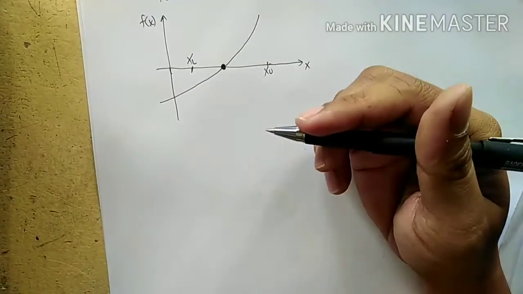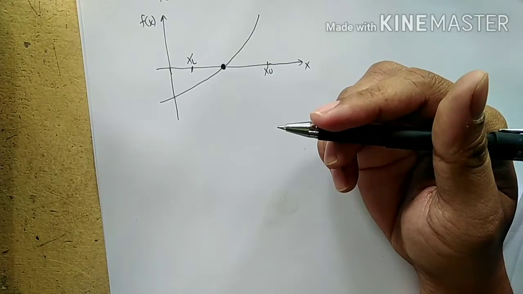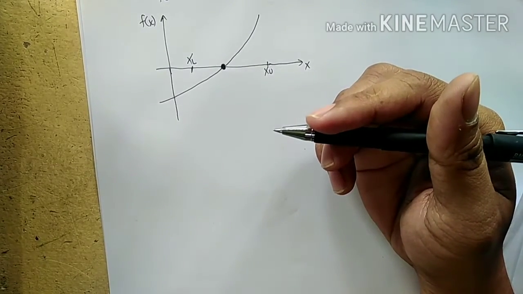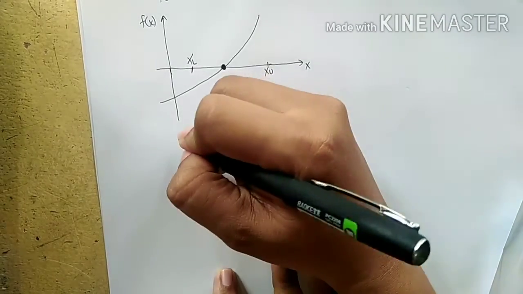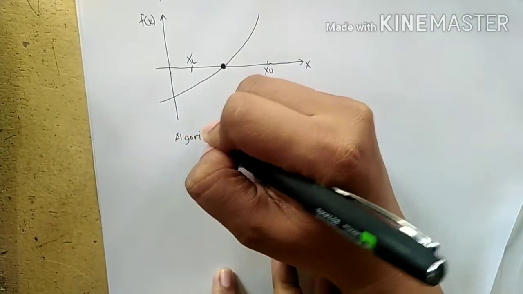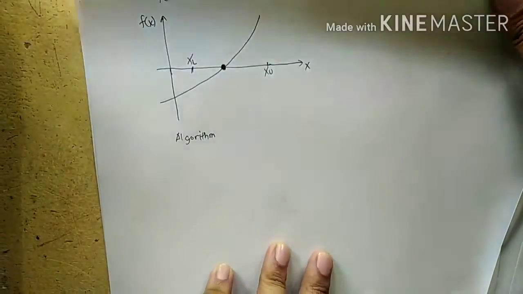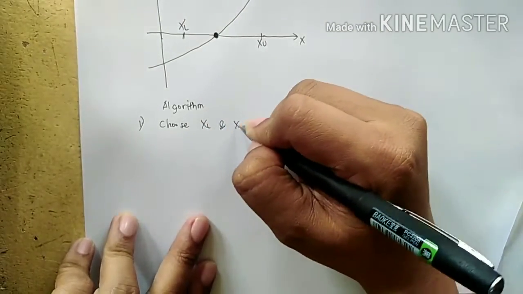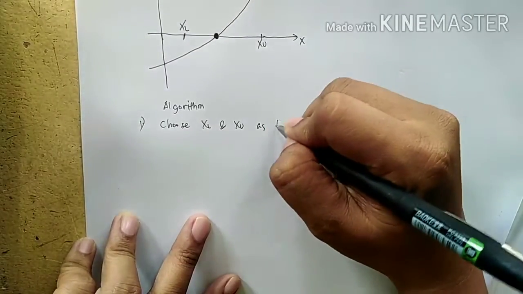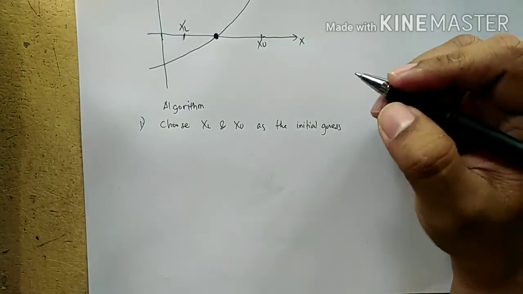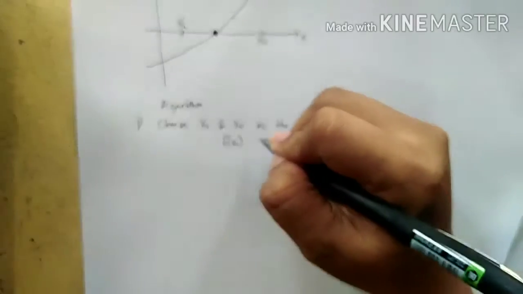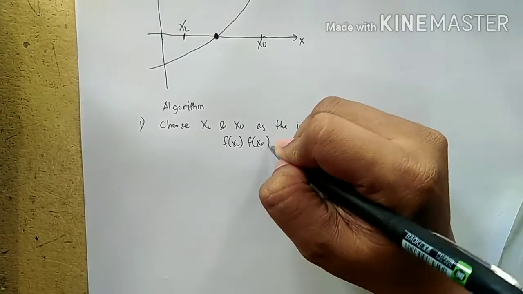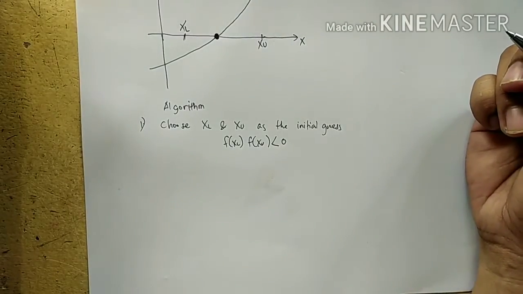So number one of the algorithm: choose X sub L and X sub U as the initial case, such that f of X sub L times f of X sub U should be less than 0.